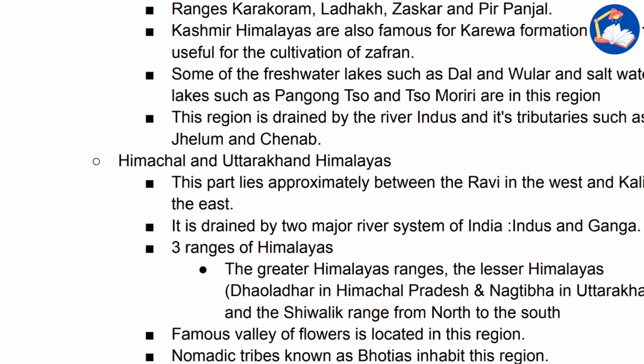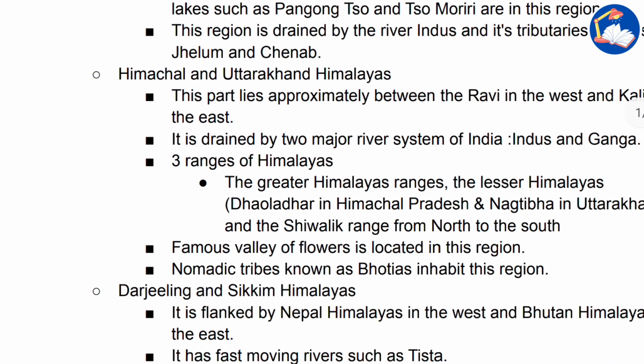Now after the Kashmir Himalayas, we have the Himachal and Uttarakhand Himalayas. This part lies approximately between the Ravi River in the west and the Kali River in the east. It is drained by two major river systems of India, that is the Indus and Ganga.